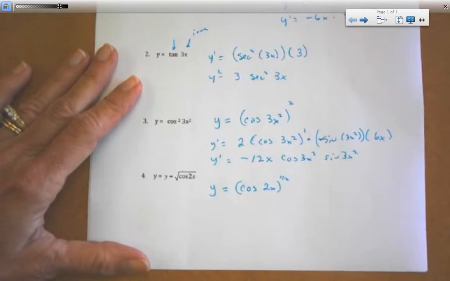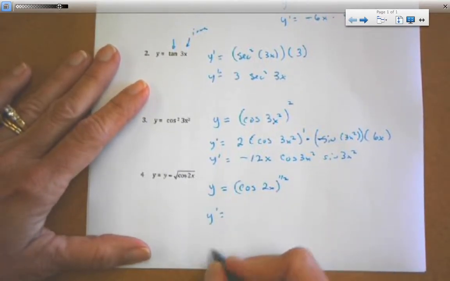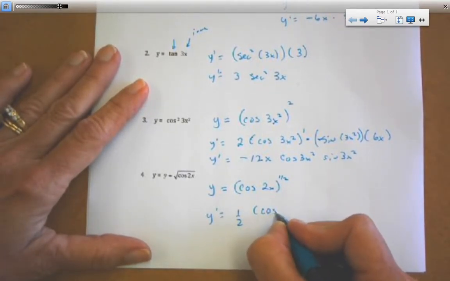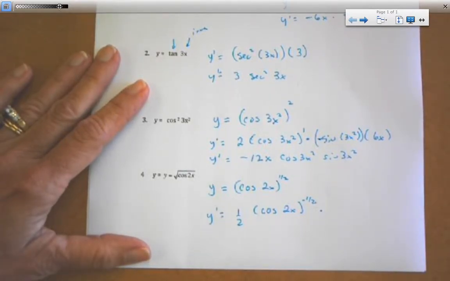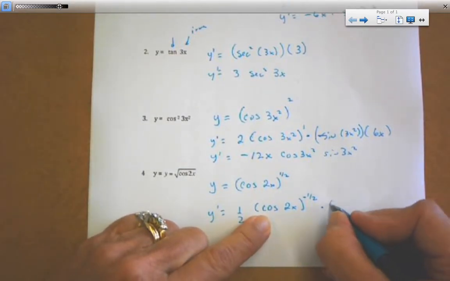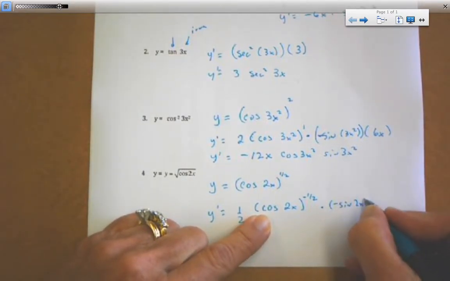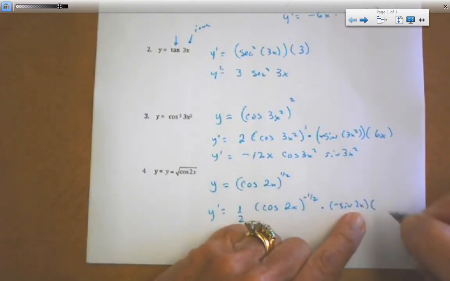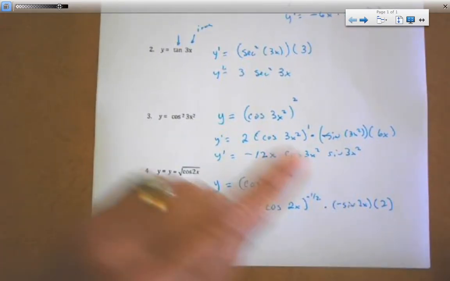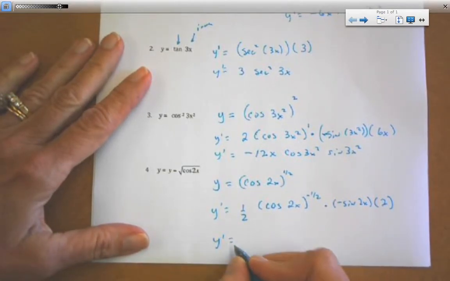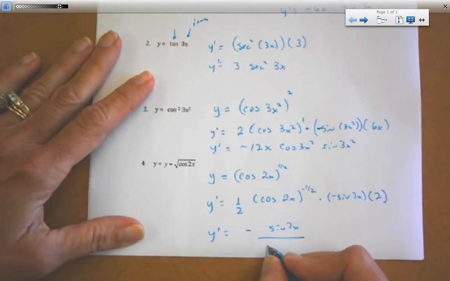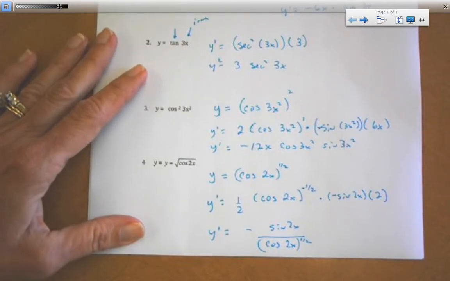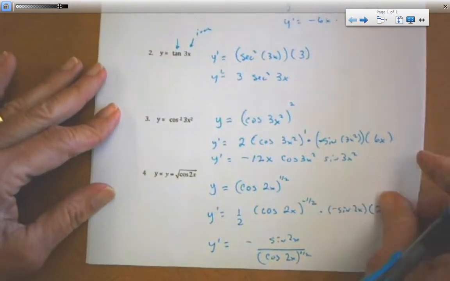Here's my outer function. So the derivative is 1/2 cosine 2x to the negative 1/2 times my inner function derivative. The derivative of cosine is negative sine 2x times the derivative of that inner function, which would be 2. So writing this in simplest form, I'm going to have negative sine 2x over cosine 2x to the 1/2 power. So your algebra is going to become really important.